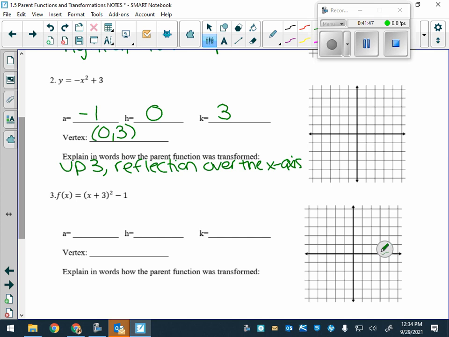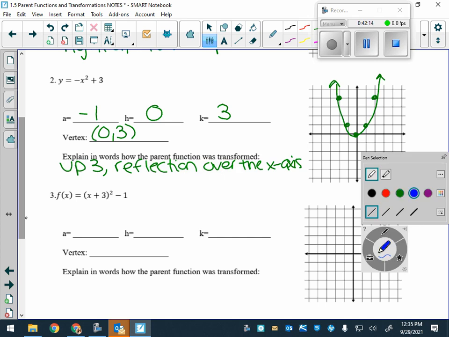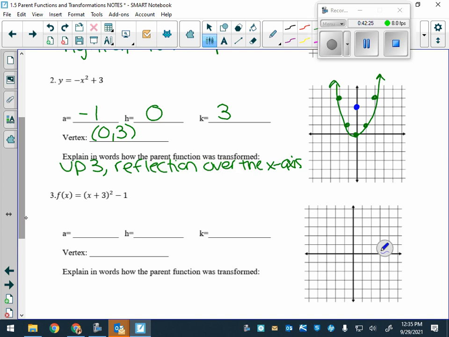So, one thing I will add. Will you always have to graph the parent function? No, not until you're good at this, which you will be very soon. The parent function just helps us understand the transformations that are happening. So, that's my parent function. I know my vertex is 0, 3.